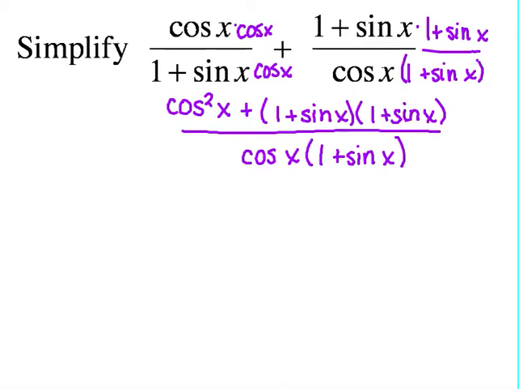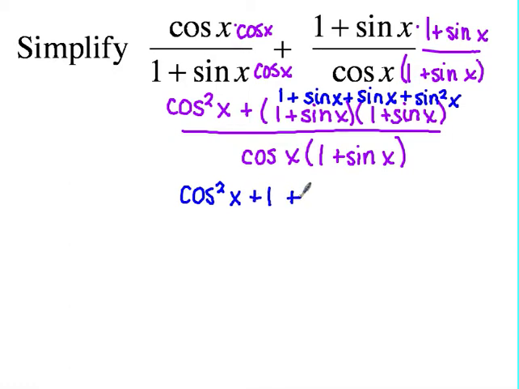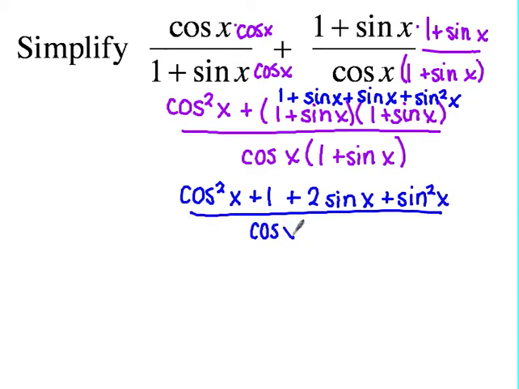All right, so let's FOIL out 1 plus sine times 1 plus sine. First term is what? 1. Outer term, sine. Inner term, sine. Last terms, sine squared. So really, let's look at what we have. I have cosine squared in the top, plus 1, plus, what's sine plus sine? 2 sine x plus sine squared. Denominator is cosine times 1 plus sine.